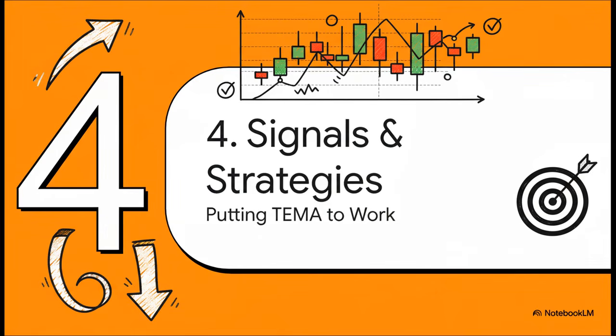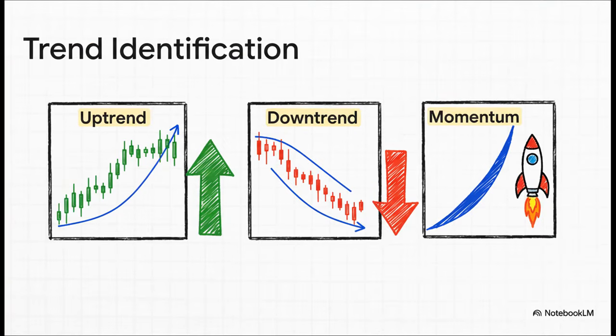Let's talk strategy. The first and most fundamental job of TEMA is just helping you see the trend clearly. It's super simple. If the price is staying above a TEMA line that's pointing up, hey, you're in an uptrend. If it's below a line that's pointing down, you're in a downtrend. And here's a pro tip. Look at the angle. The steeper that slope, the stronger the momentum is.